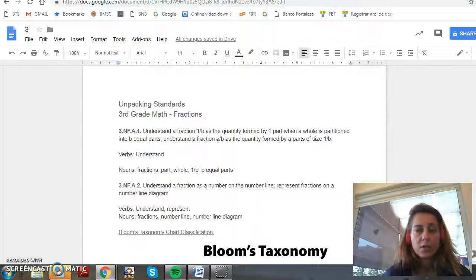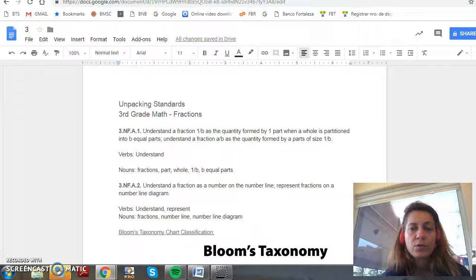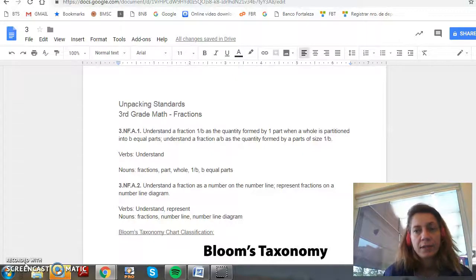And the other standard is 3.NF.A.2. Understand a fraction as a number on the number line; represent fractions on a number line diagram. Here the verbs used are understand and represent. The nouns used in this particular standard are fractions and number line diagram.